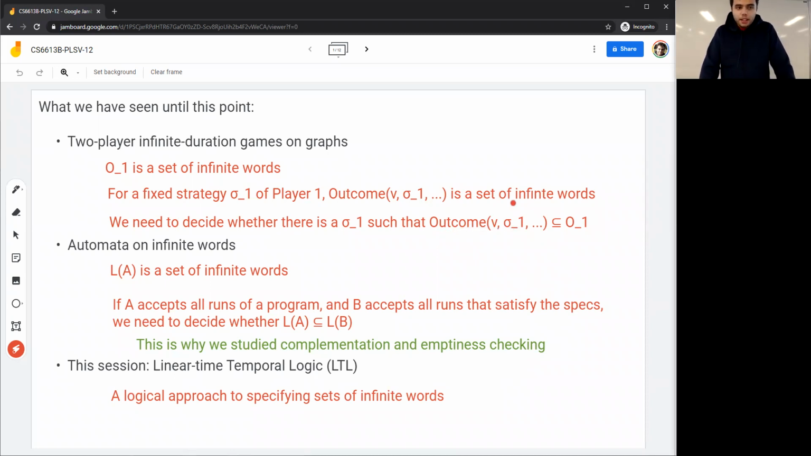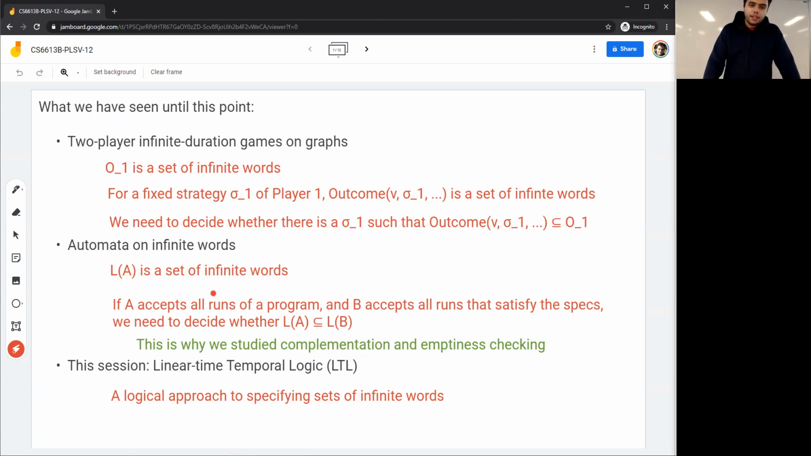Now, after that, we went on and talked about automata and infinite words. We defined different types of automata: Büchi, parity, and Rabin. And we showed that deterministic Büchi automata are not as expressive as the rest of them, but in the non-deterministic case, all of them have the same expressivity. But then if you look at what we were doing with automata, if we have an automaton A, then the language of A is also a set of infinite words.